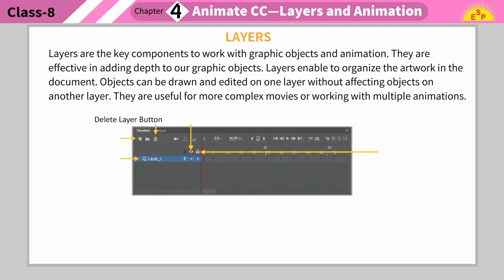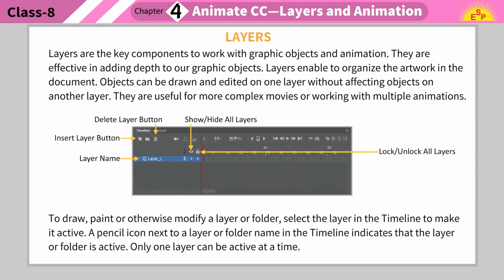Delete layer button. Insert layer button. Layer name. Show hide all layers. Lock unlock all layers. To draw, paint or otherwise modify a layer or folder, select the layer in the timeline to make it active. A pencil icon next to a layer or folder name in the timeline indicates that the layer or folder is active. Only one layer can be active at a time.